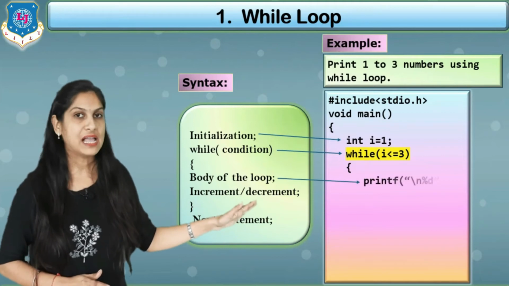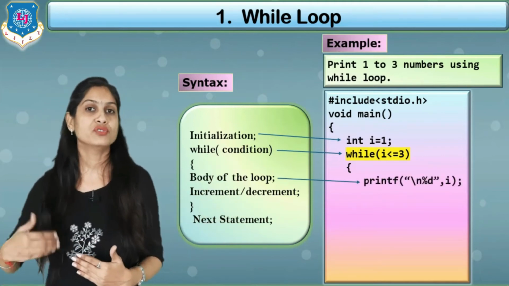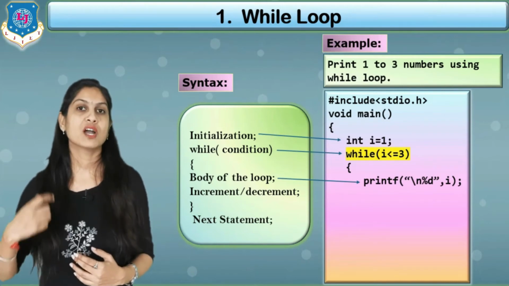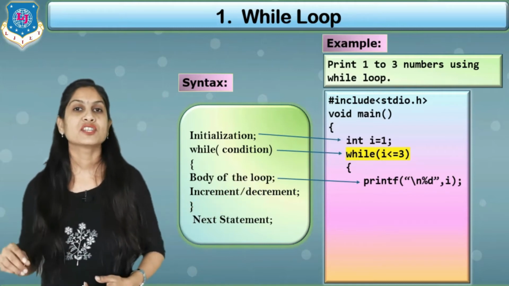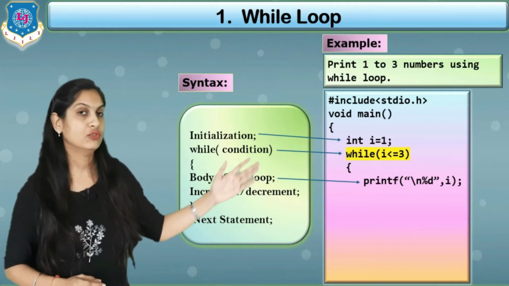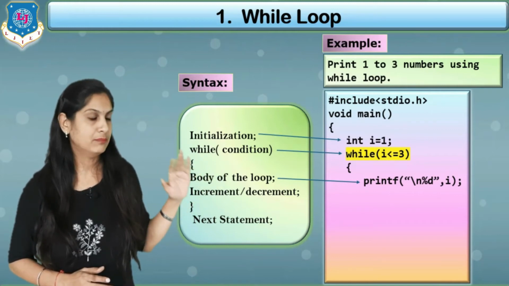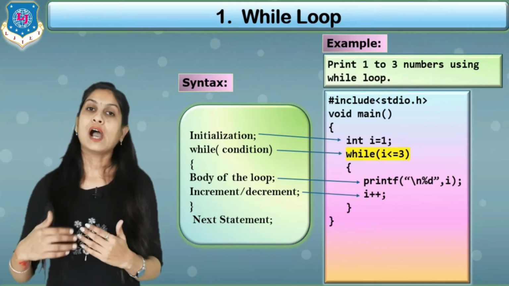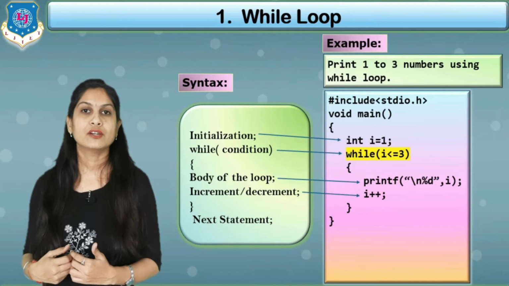Then go inside the while loop in a curly bracket, the body of the loop, meaning what we want to repeat. So here we want to repeat the printf statement because we have to print something. So in the printf we write \n %d and the value of i. So this body of the loop is completed. Now move to the increment and decrement part. How do you decide whether you want the increment operator or the decrement operator?